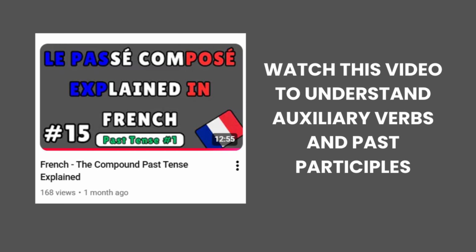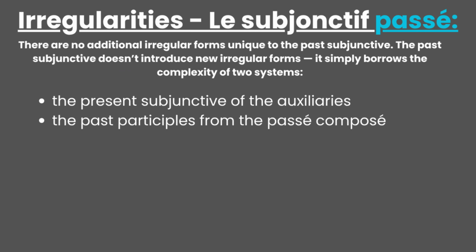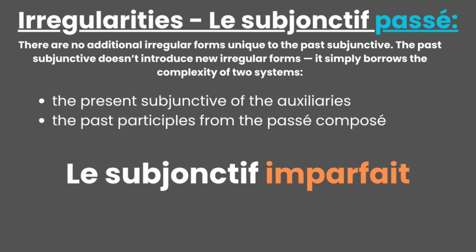But the point is that the past subjunctive doesn't introduce any new irregular forms. It simply takes subjunctive endings and combines them with avoir or être in the present subjunctive, thereby making the past subjunctive, along with using participles. Once you've mastered these two concepts, the rest will be simple. Overall, this is how the past subjunctive fully works in French, and in the next video, the imperfect subjunctive will be explained.